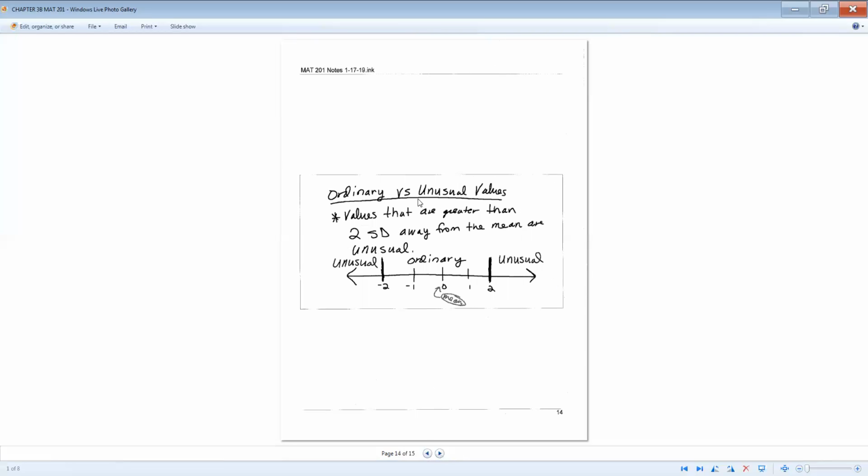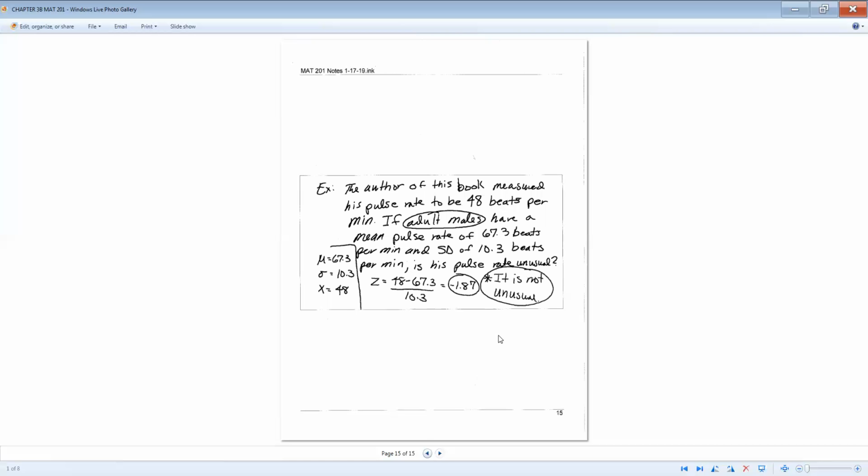All right, ordinary versus unusual values. Values that are greater than 2 standard deviations away from the mean are considered unusual. So my ordinary values will be -2 standard deviations to +2 standard deviations. So we're talking about within 2 standard deviations of the mean, they are considered ordinary values. If you go beyond 2 standard deviations, whether it be greater or lower, they're considered unusual values. So if you go beyond the 2, whether it's positive or negative, they're considered unusual values.